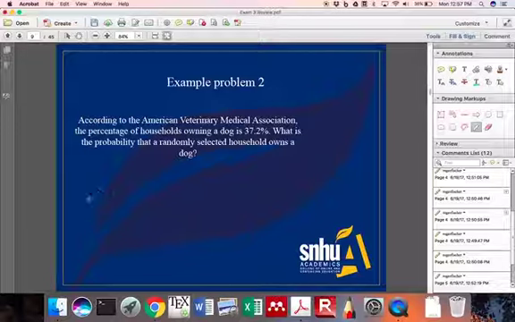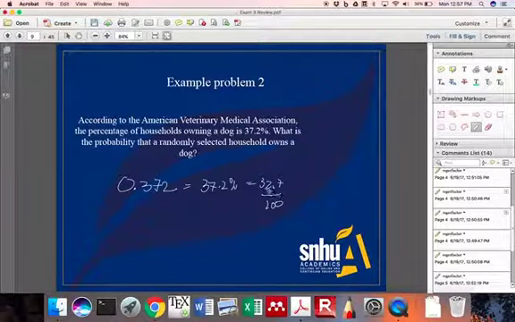So now don't think about this too hard. You might be like, well, isn't it right there? But the text wants you to express your answer in decimal notation, not percent notation. So remember that 37.2% means 37.2 divided by 100, and that's how we get that decimal number.